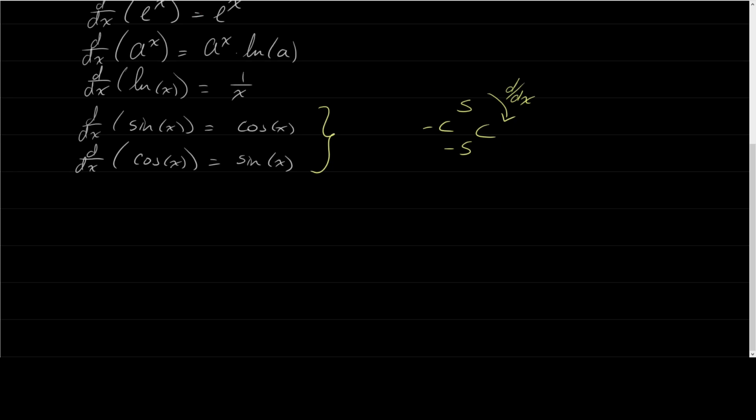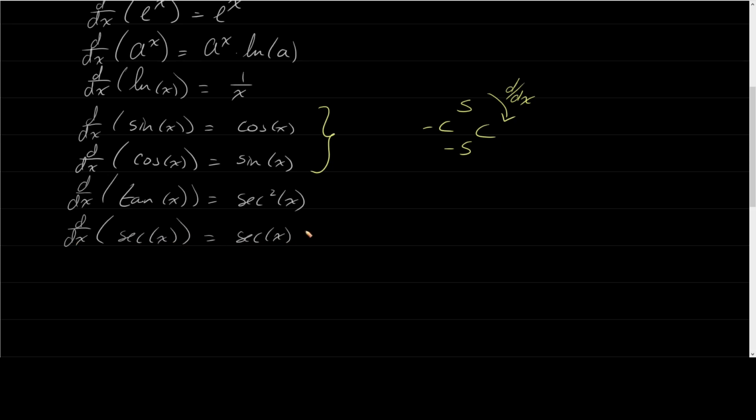The derivative of tangent. The derivative of tangent is secant squared. The derivative of secant is secant x tan x.